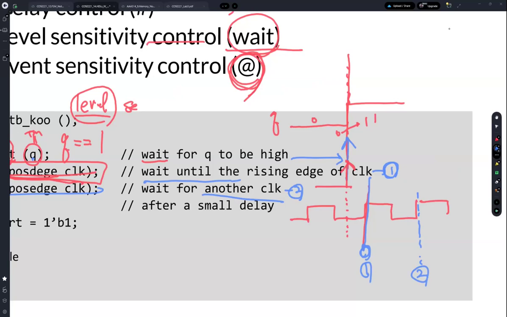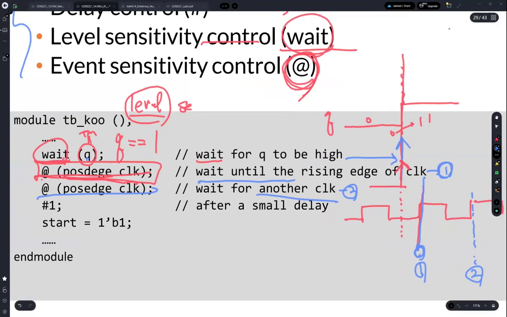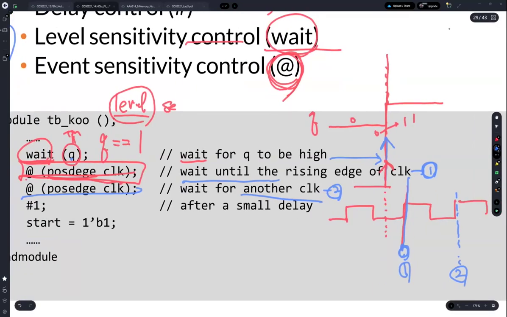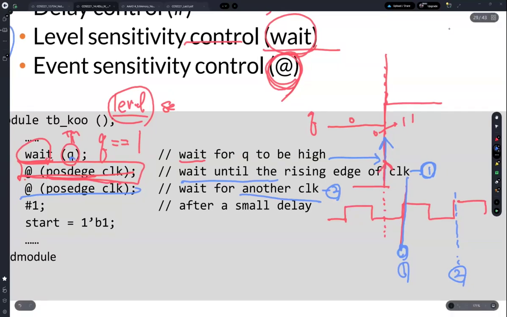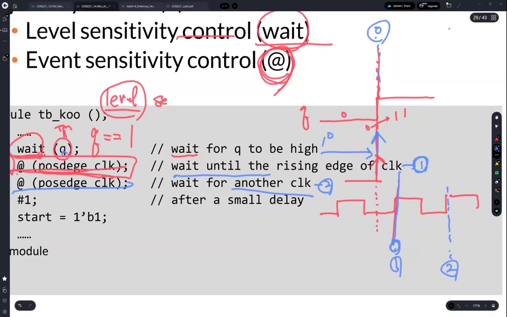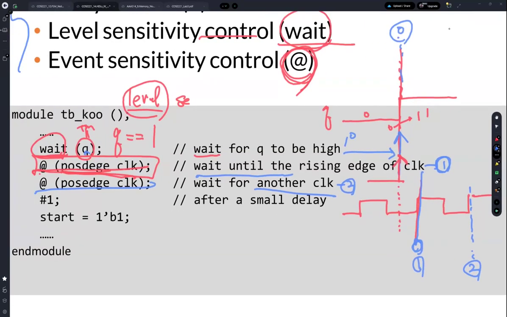Do you understand? So the wait. We wait, which means there is a wait until this condition is true. So if this is 0 and this time is this time, okay, so Q becomes 1. And then after that, at positive edge of clock, we wait until the rising edge of clock.